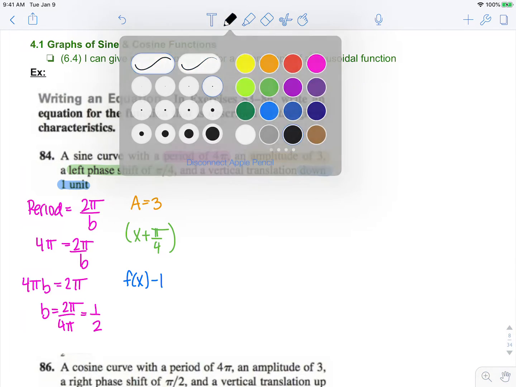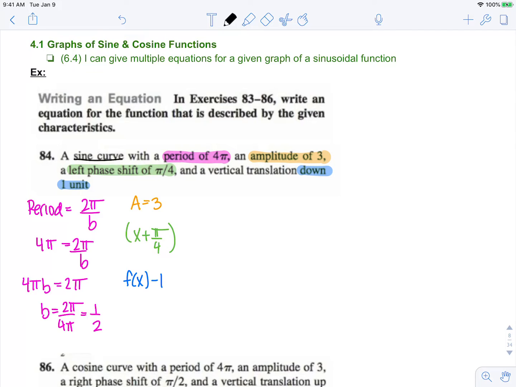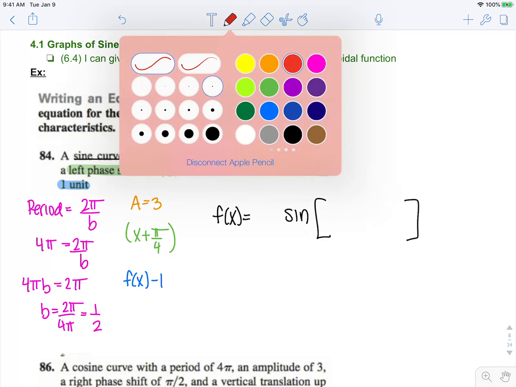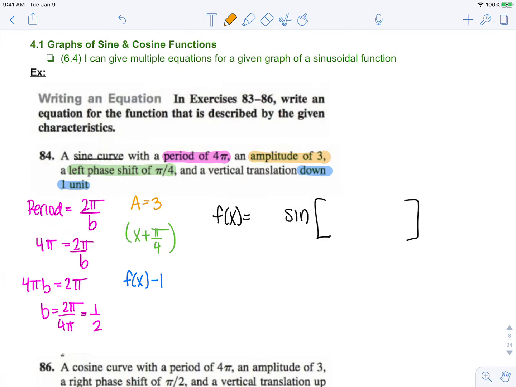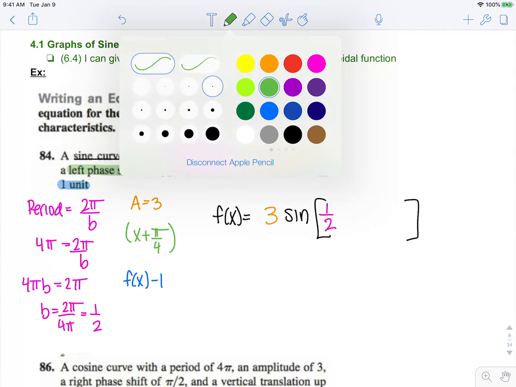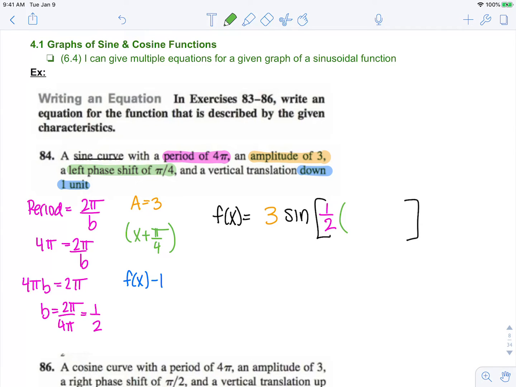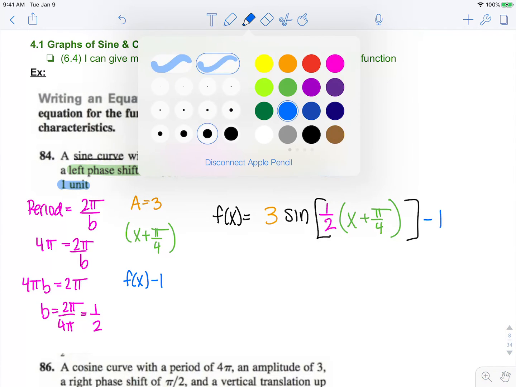So they tell us that they want it to be a sine curve. So we know that f of x is going to be sine of some stuff. So the first thing I'm going to put on is my amplitude of 3. And then we have our b, which is 1/2. Shifting left pi over 4 is x plus pi over 4. And then down 1, minus 1.